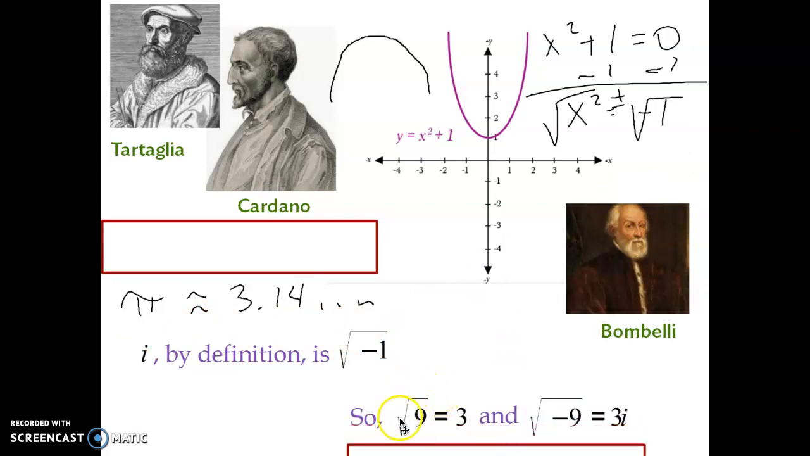So what we have is the square root of 9, which you have already learned in your past. The square root of 9 you know to be 3, because 3 times 3 is 9. But if we have the square root of negative 9, think about that. Negative 9 is the same thing as negative 1 times 9. Well, I already know the square root of 9 is 3, and I'm learning today that the square root of negative 1 is i. So the square root of negative 9 is 3i.